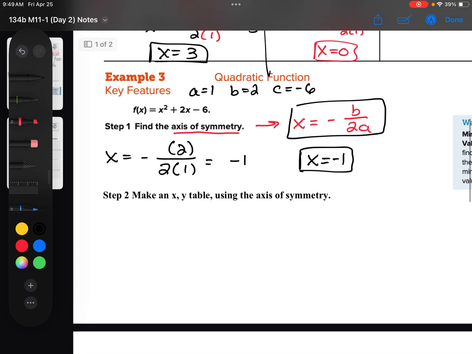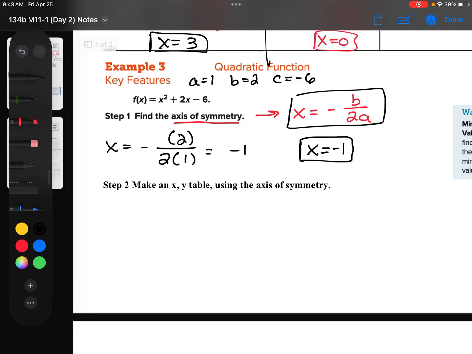Now they say to make an XY table using the axis of symmetry. So I need us to draw a table. To do that, you want to make a T-chart. If I can get my line straight. So here's my T-chart. I want my X values on the left and my Y values on the right. Remember, X values are our inputs. Y values are our outputs in a function, okay?